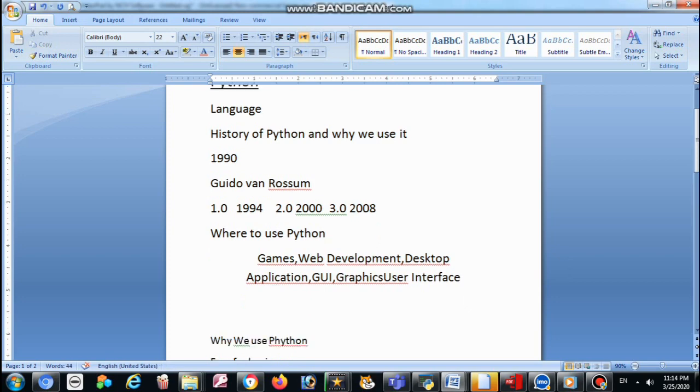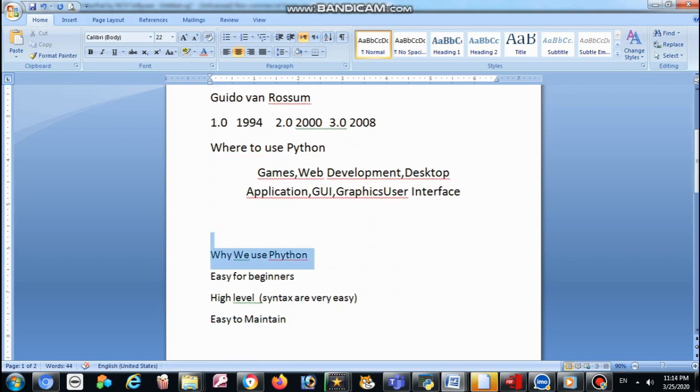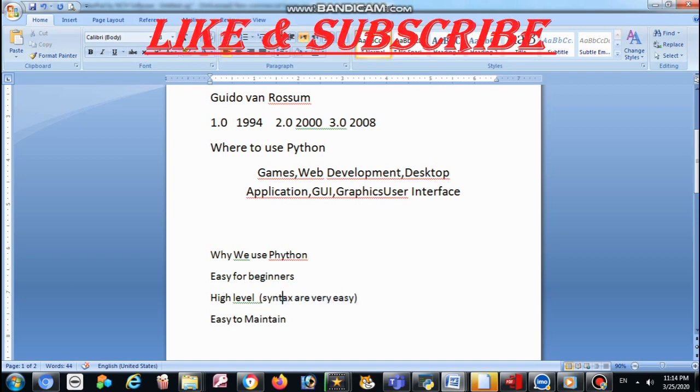Now why do we use the Python language? Because this language is very easy and simple, and beginners can understand it easily. This is a high level language, and it is in English, so the syntax is very easy and understandable, easy to maintain also, as there are very easy codes and you can maintain them easily. So these are the things for the introduction.